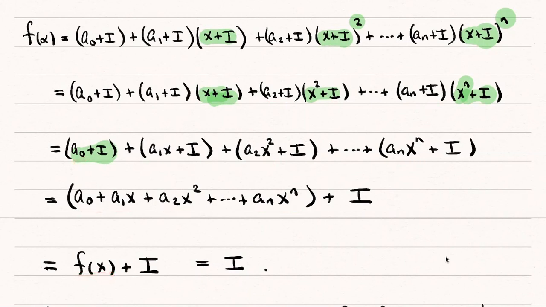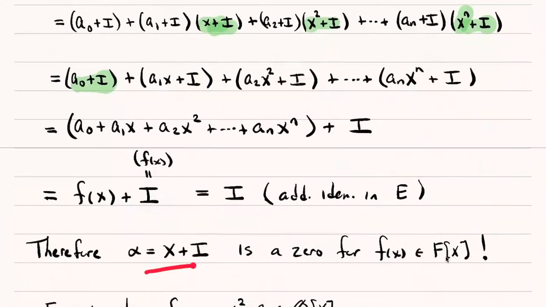That's just f of x. And maybe I should remind you that I is the ideal generated by f of x. So that coset is the identity coset. So that's 0 in E. That's the additive identity in our field E. So what have we done at the end of the day? When we evaluated f at alpha, we got the additive identity. That means that alpha is a 0 by definition.